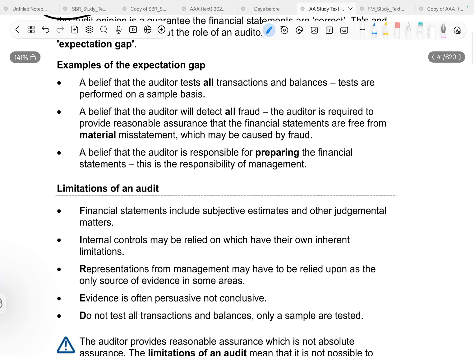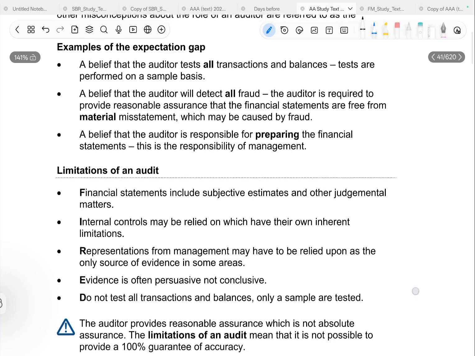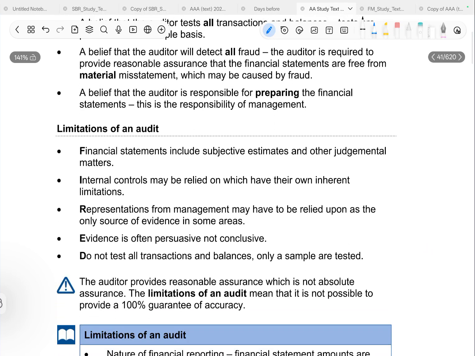So, what are the limitations of an audit? Audits have certain inherent limitations, which means it is impossible to provide absolute assurance. Auditors can only provide reasonable assurance. Let's understand why. The nature of financial reporting: financial statements include estimates and judgments. For example, estimating bad debts, estimating depreciation, estimating provisions. These numbers are not exact calculations. They involve management judgment. And where judgment exists, bias can exist too.